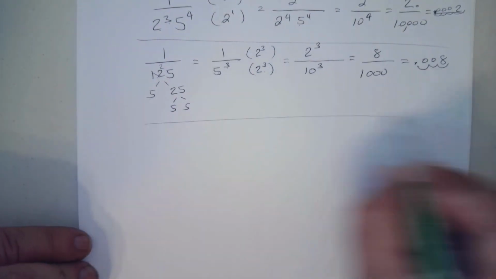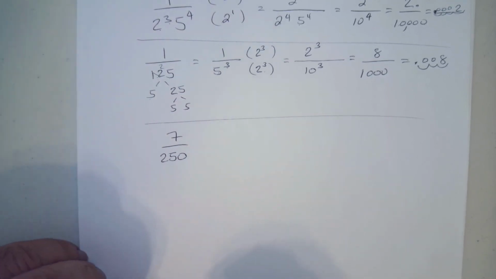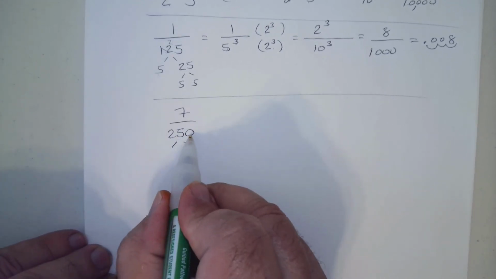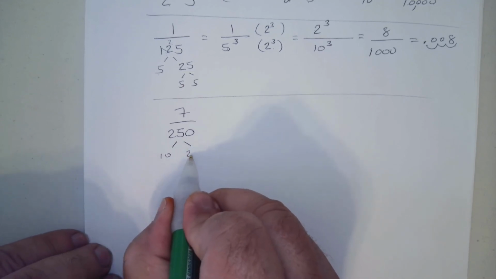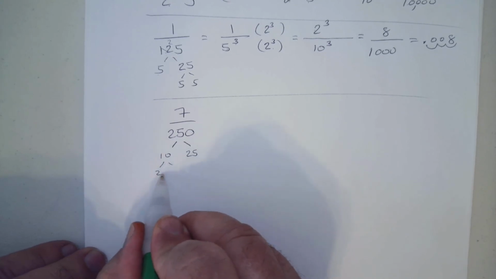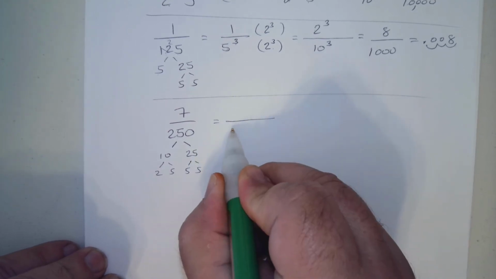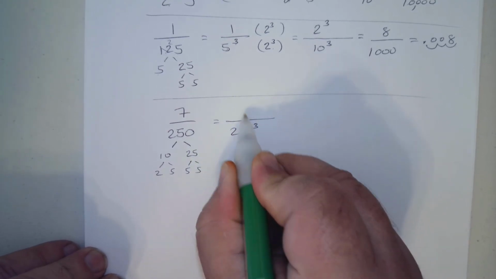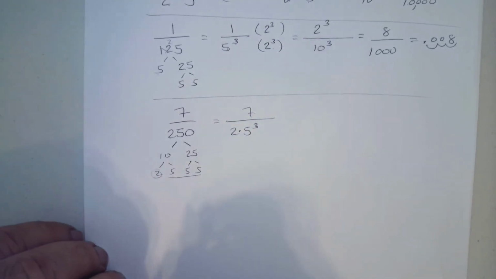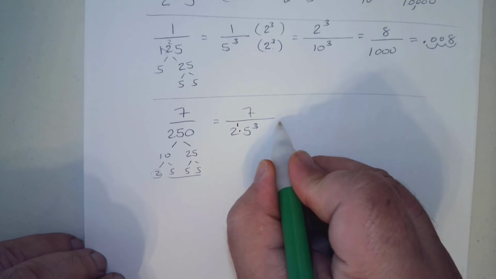Let's try another one, a bigger number. 7 over 250. Factor out the bottom. Since it ends in a 0, we know there's a 10, and 25. So 10 is made up of 2 times 5, 25 is 5 times 5. So the bottom is 2 times 5 cubed. We have 1 2 there now. How many more do we need? We have to equal 3.